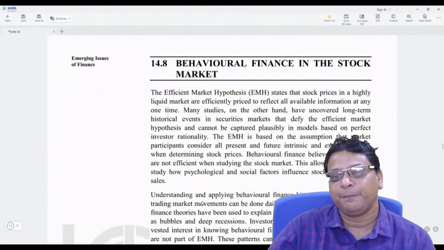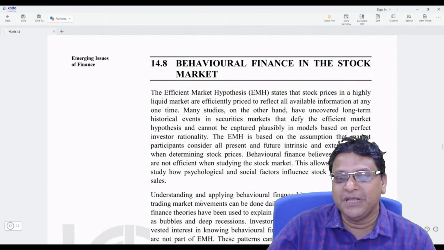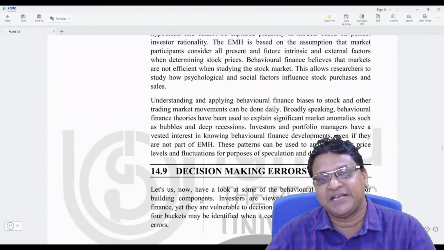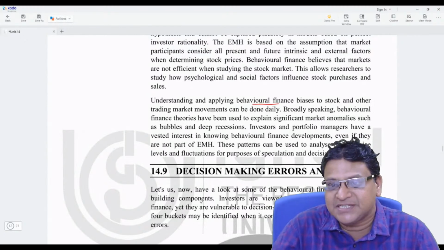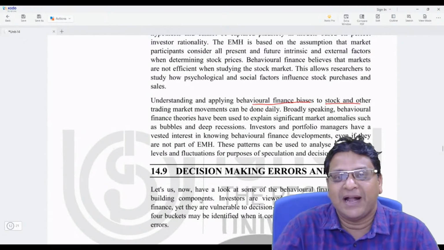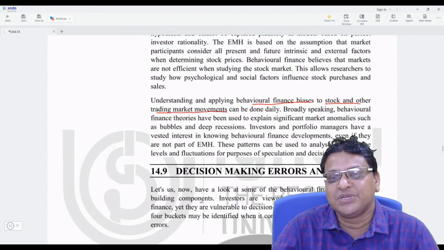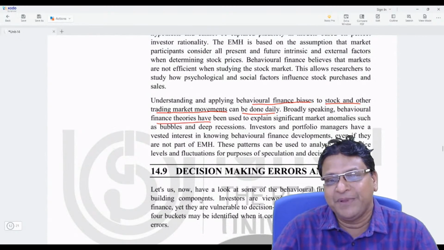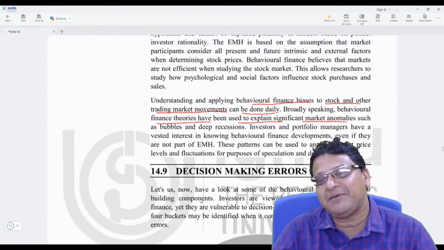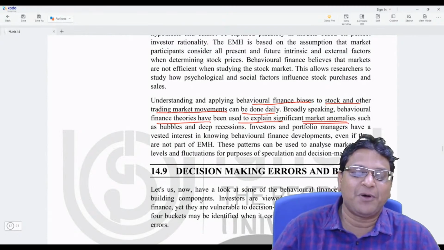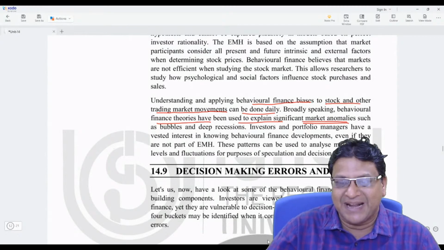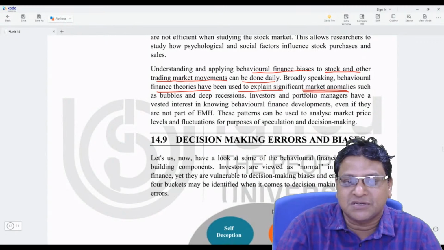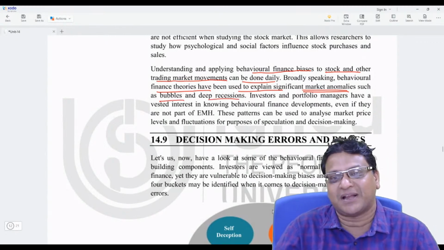Next, what is the application of behavioral finance in the stock market? We have discussed that. We know that behavioral finance biases affect stock and other trading market movements, which can be seen daily. Broadly speaking, behavioral finance theories have been used to explain significant market anomalies. With the help of behavioral finance, we explain the market anomalies. What are the market anomalies? The market anomalies may be bubbles in the market, recessions in the market.